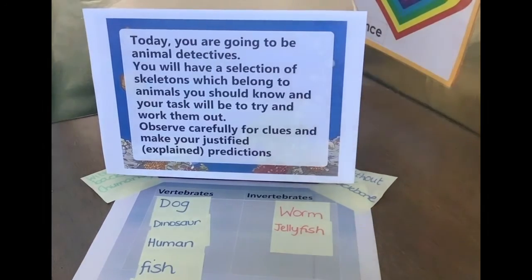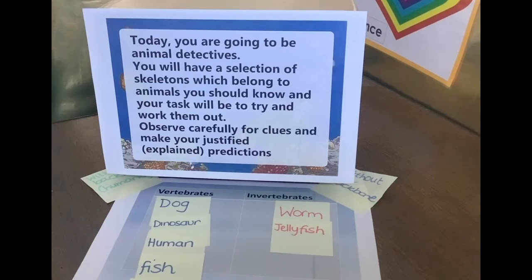So we're now going to go into the main task, the main part of the lesson, and we're going to look at some different animal skeletons in a moment. You're going to need to observe really carefully, so look really carefully for clues. What animals do you think the skeleton belongs to? Why do you think that? The really important part of this task is going to be the justifying, the explaining. Can you give reasons for your predicted idea?